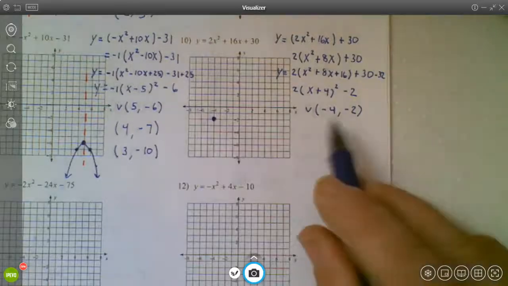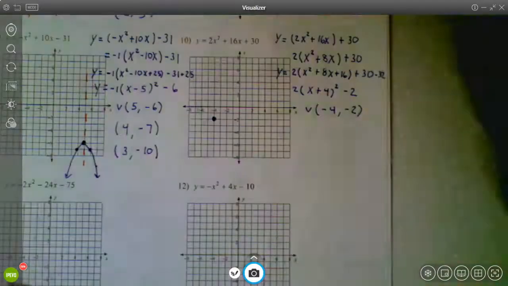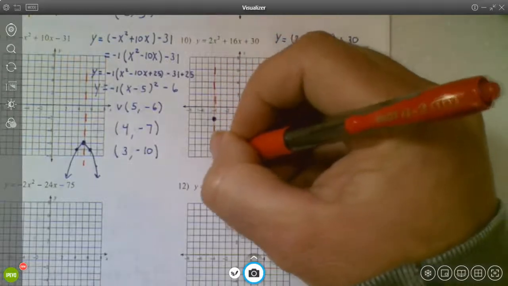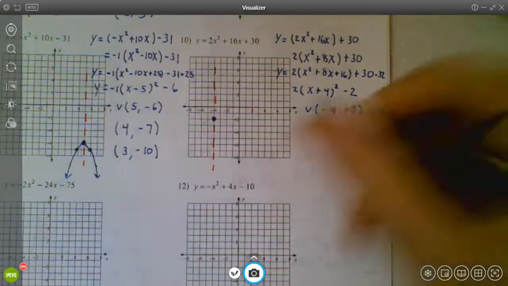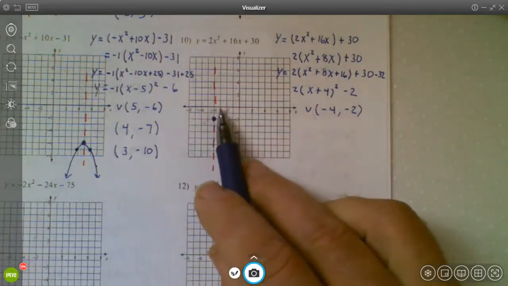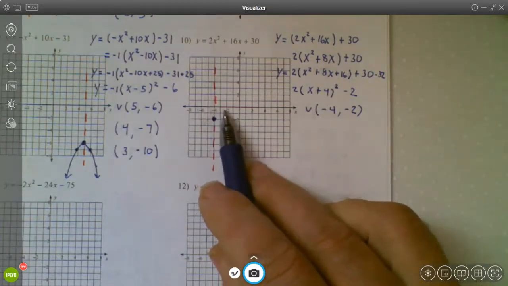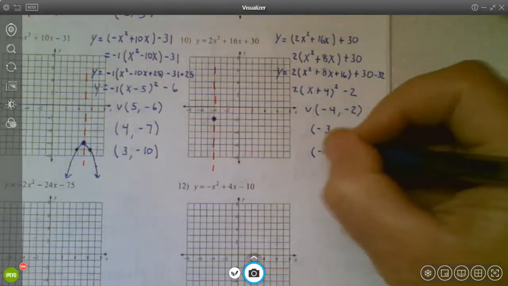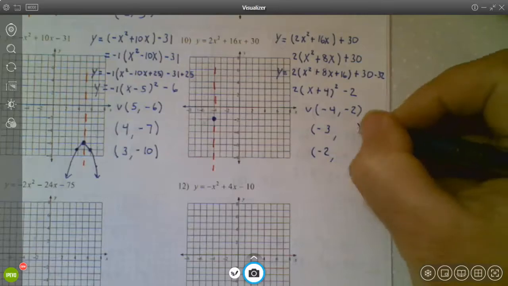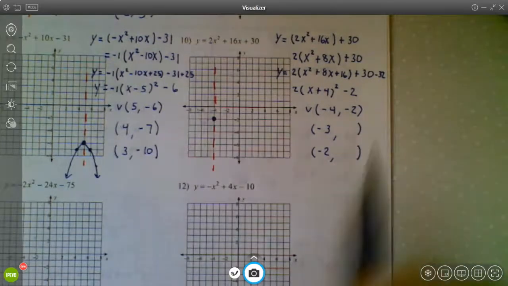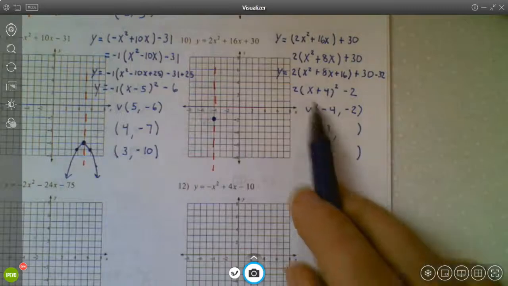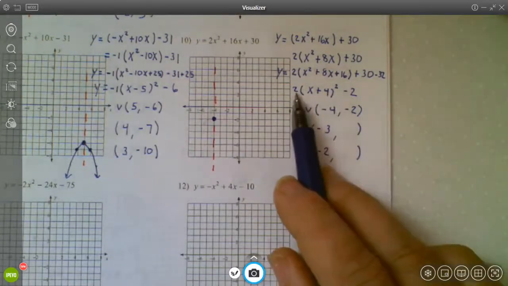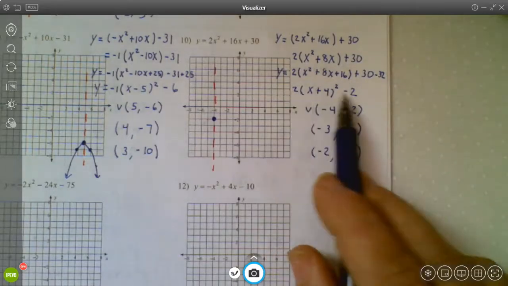I can see my axis of symmetry runs right through negative 4. So x equals negative 4 is the axis of symmetry. I want to pick 2 other numbers on one side of that red line. So I'm going to use negative 3, negative 2, and plug them into this guy. So if I put negative 3 right there, negative 3 plus 4 is 1. 1 squared is still 1. Times 2 is 2. Minus 2.